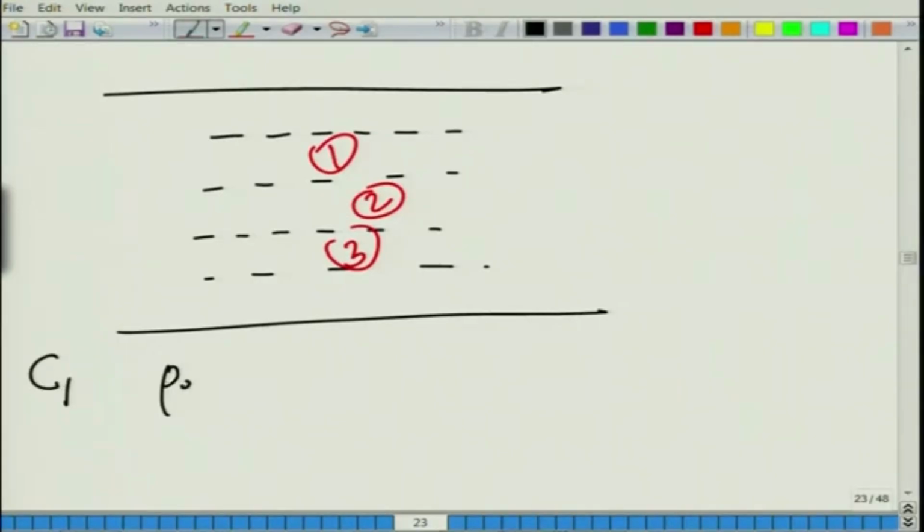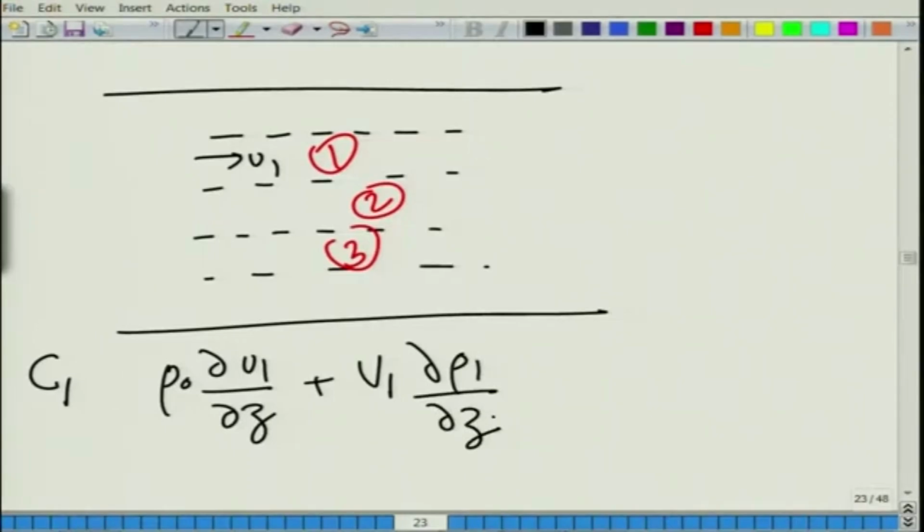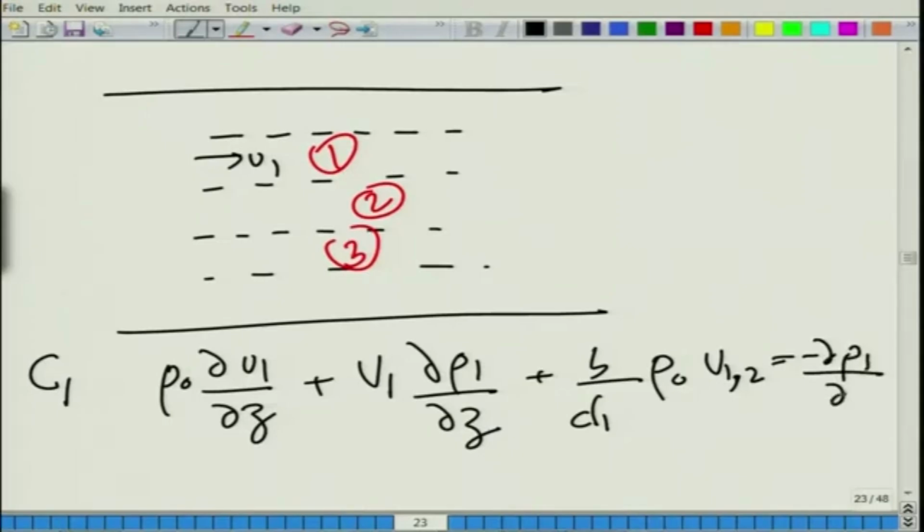So, we have rho naught times del u1 by del z, plus u1 is the velocity, let us say, that goes here, and del rho 1 by del z, okay, plus 4 times d1 into rho naught u1,2. I will tell you what I mean by this term, minus del rho 1 by del t. So, u1,2 is nothing but the difference in the pressure P1 minus P2 divided by rho naught c naught times xi 1. I would just assume equal perforate impedance, which is the case in most commercial mufflers.